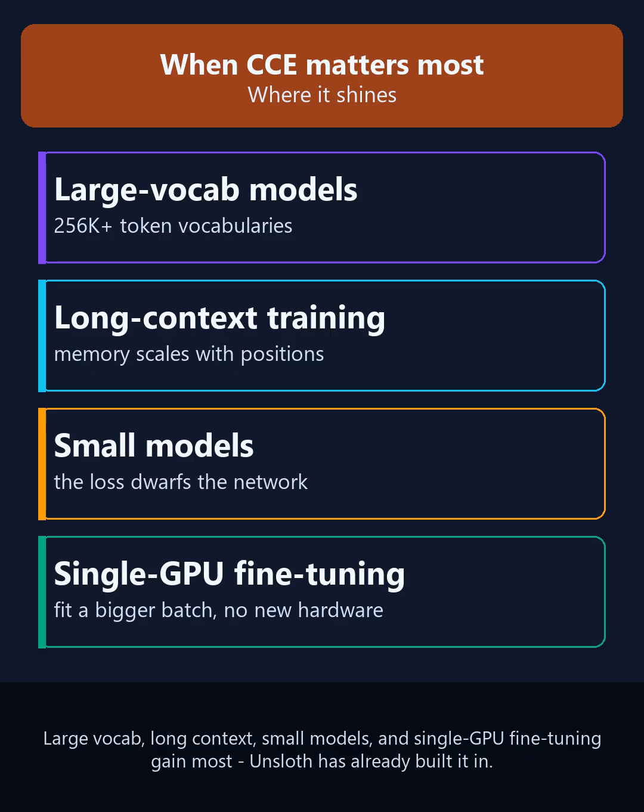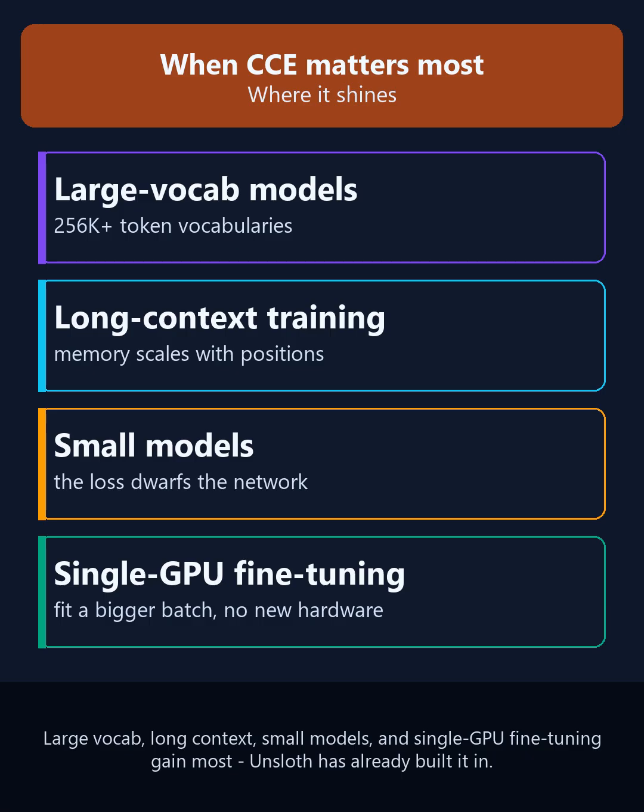Where does CCE matter most? Any model with a large vocabulary. Modern models push past 250,000 tokens. Long context training, where the number of positions is huge. And small models, where the loss can dwarf the rest of a network. It is especially handy for fine-tuning on a single GPU. The memory you save lets you fit a bigger batch or a longer sequence without buying more hardware.